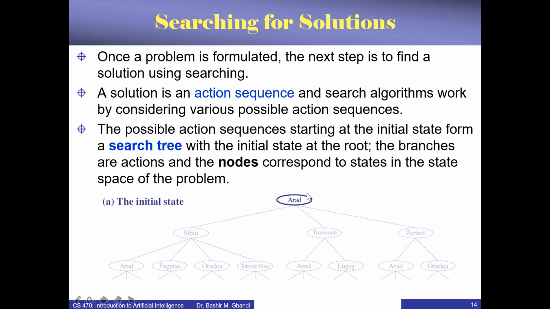So from what we saw in that Romanian problem, your initial state is Arad. And from Arad, we saw that you can go to 3 cities directly. You can go to Sibiu, you can go to Timișoara, or you can go to Zerind. So this is how it is normally represented in a search tree. Okay, the starting state is the root, and the states that you can go from there are the branches, and so on and so forth.